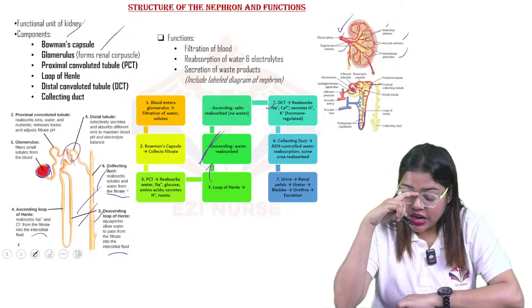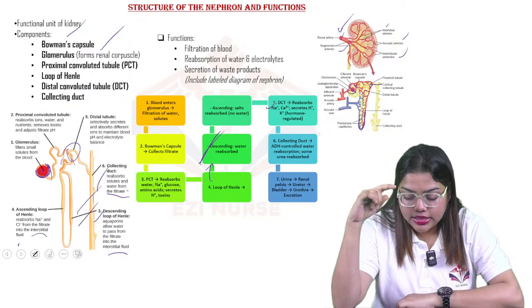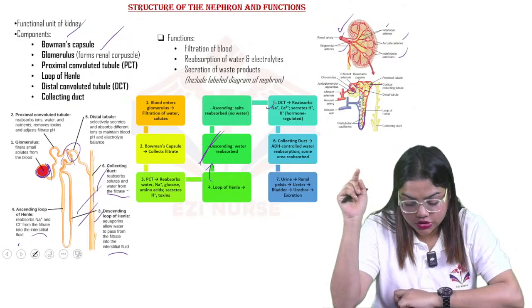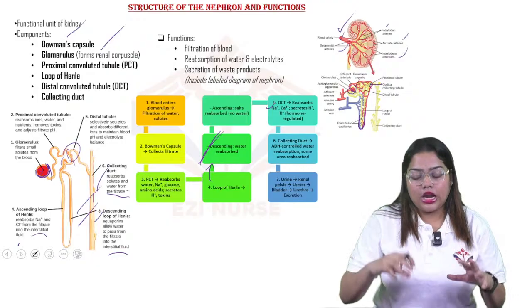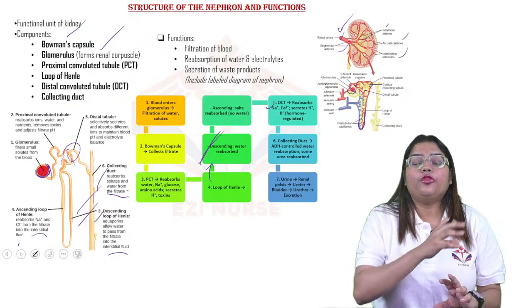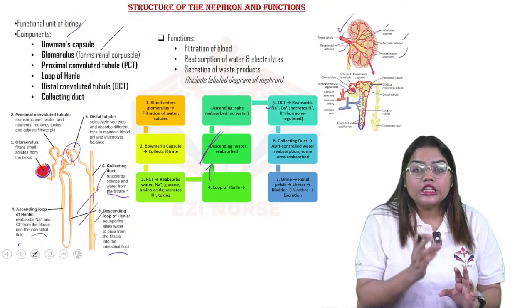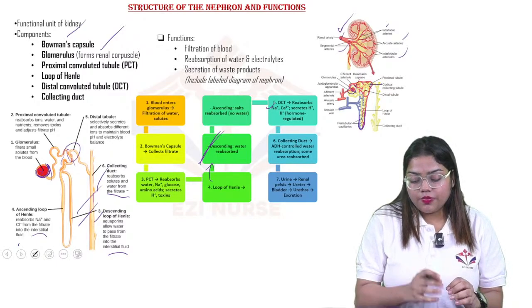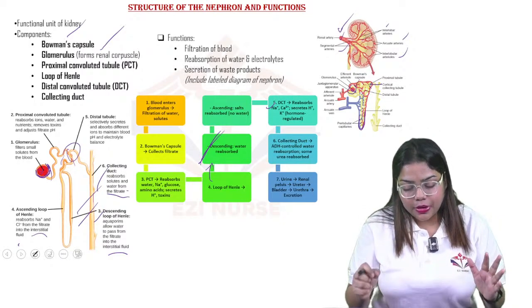Okay, then after that, in the collecting duct the fluid will come, the ADH-controlled water reabsorption will occur, and some urea will be reabsorbed from that fluid. Lastly, whatever product is left, we will call it urine. The urine will be collected in the renal pelvis.